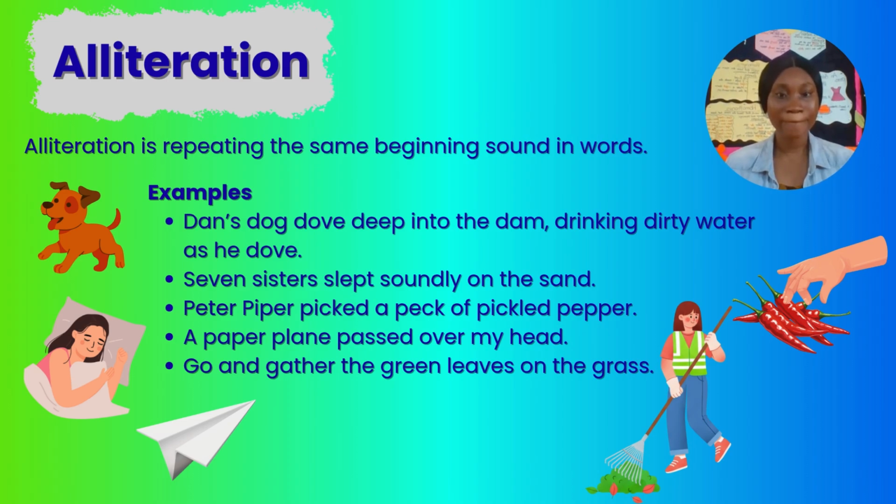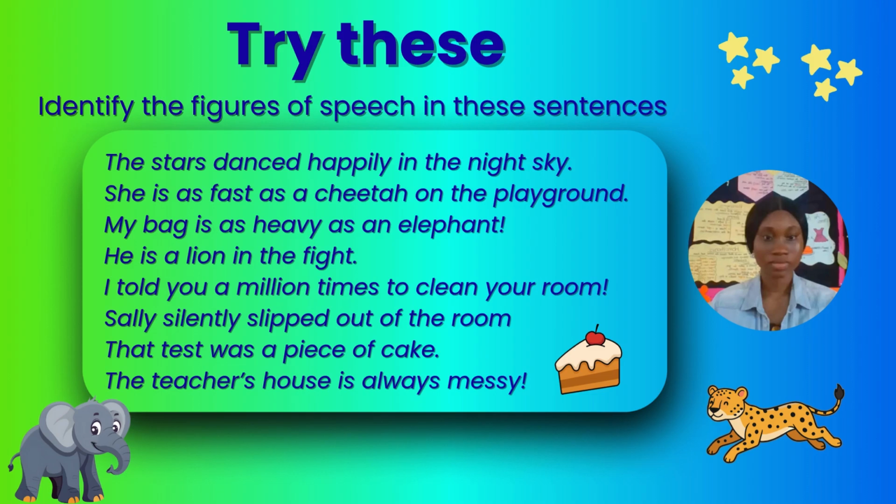A paper plane passed over my head. The same sound. Go and gather the green leaves on the grass. So whenever you see a particular letter or a particular sound being repeated in a sentence, what should come to your mind is that the figure of speech present in that sentence is alliteration.